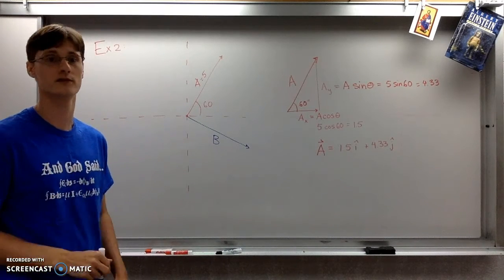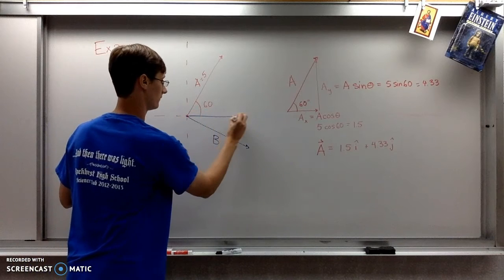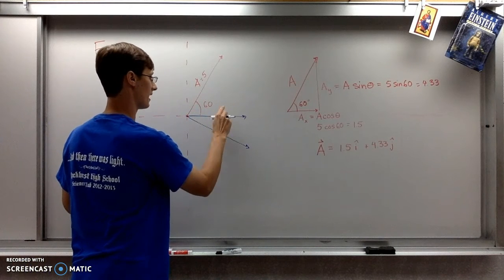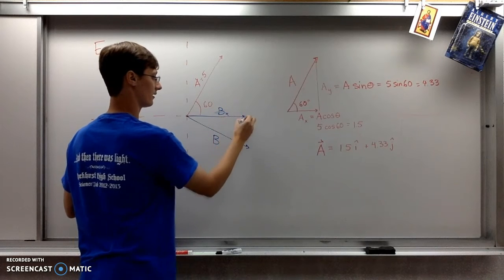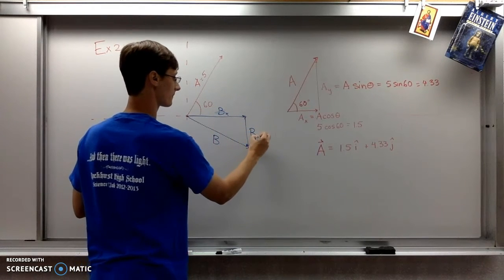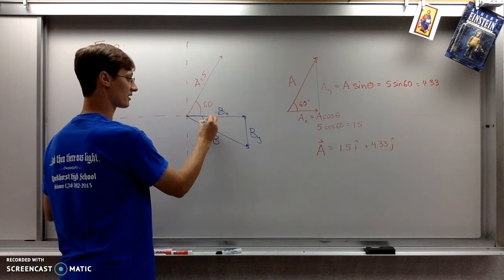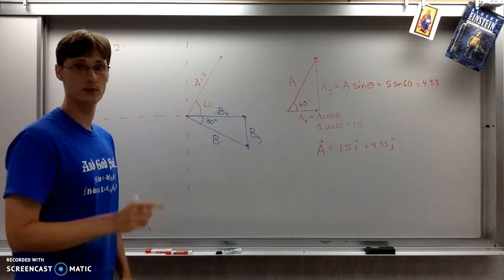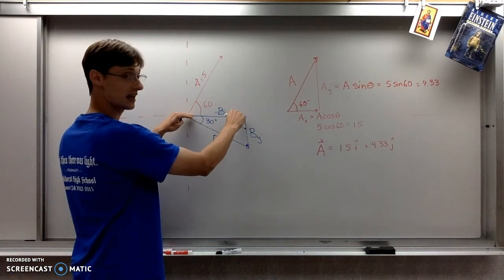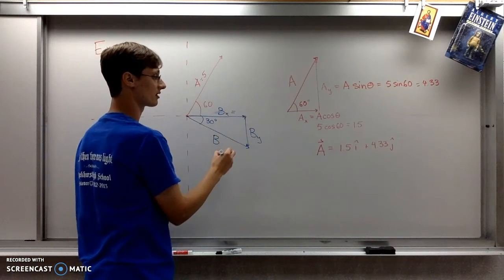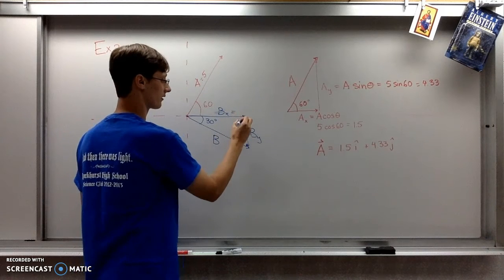Good job. They are, whoops, not A X. I mean B X, and B Y. And this angle, it says, is 30 degrees. So you should have come up with B X is 5 times cosine of 30, which is going to be 4.33.